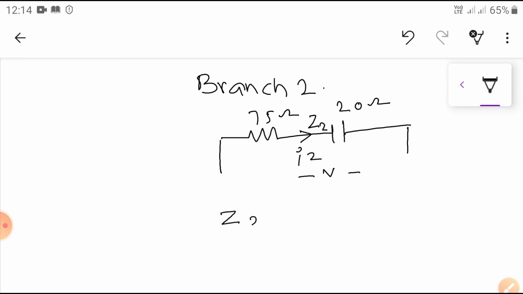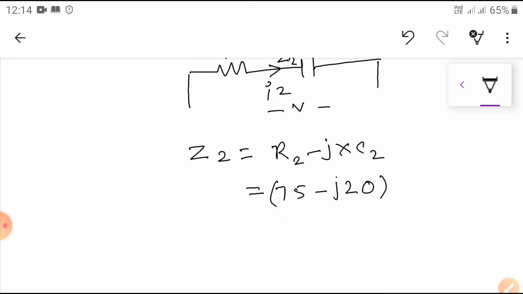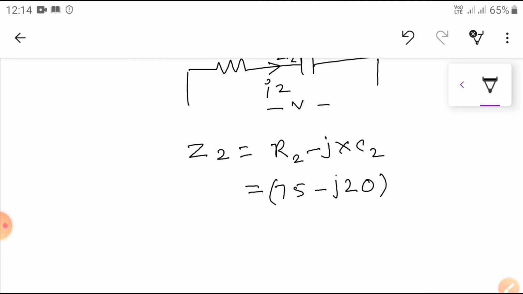Here Z2 is equal to, I can write directly for a capacitive circuit, R2 minus j XC2, because it is a capacitive circuit. Simply substitute the values: 75 minus j20 ohms. Then I can convert this rectangular form to polar form.